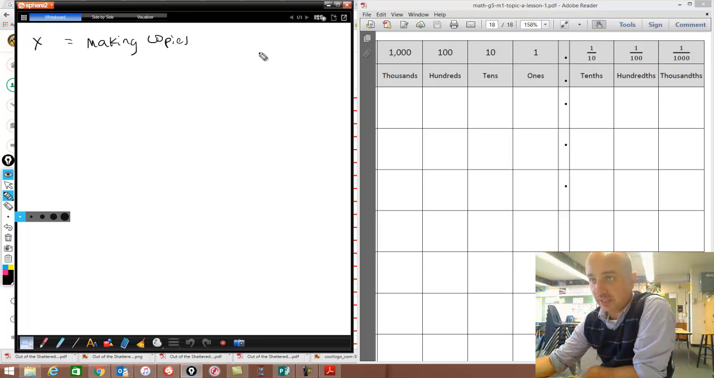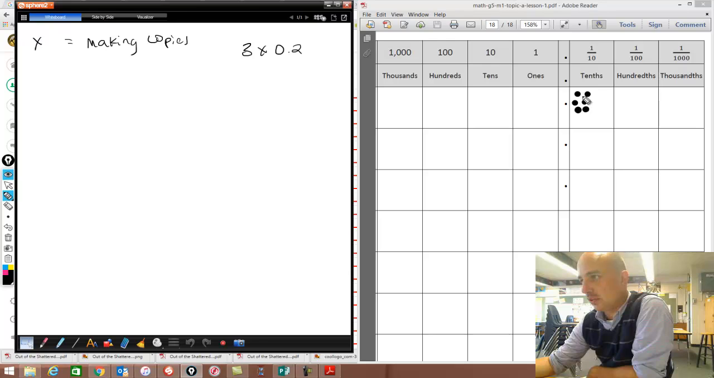So I'm going to start off with just something simple, 3 times 2/10. If we put that into our place value chart, I can make 2/10. And if I'm doing 3 times that, I'm making 3 copies of that. Let's make 3 copies. There's 1, 2, 3. Now I have 3 copies of 2/10, and I can add those up. I have 1, 2, 3, 4, 5, 6. Ultimately, I have 6/10.